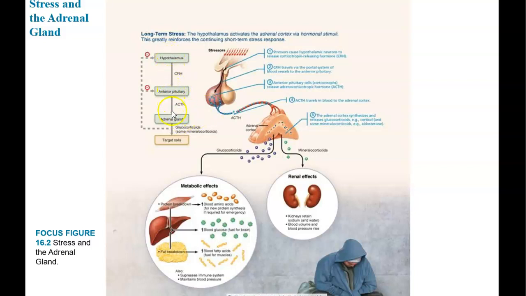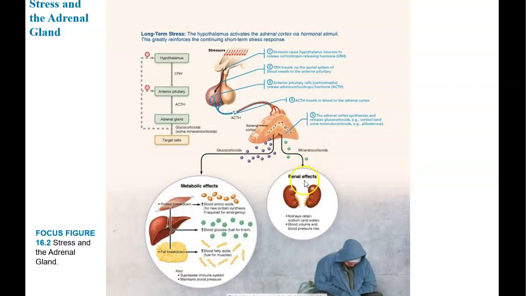So just like this flow chart shows you. Starting with the hypothalamus, we have the corticotropin releasing hormone that goes to the anterior pituitary. That causes the anterior pituitary to release the adrenal corticotropic hormone, and that targets the adrenal gland. Then at the adrenal cortex, the outer region of the adrenal gland, it's going to synthesize and release the glucocorticoids like cortisol and also some mineralocorticoids like aldosterone.